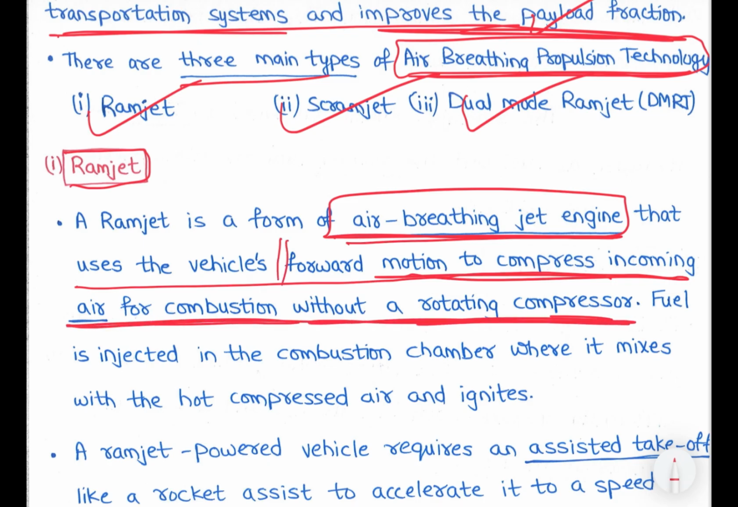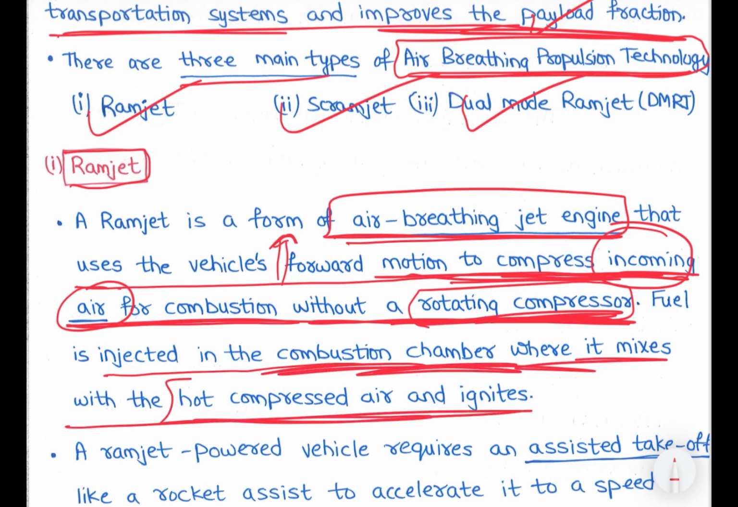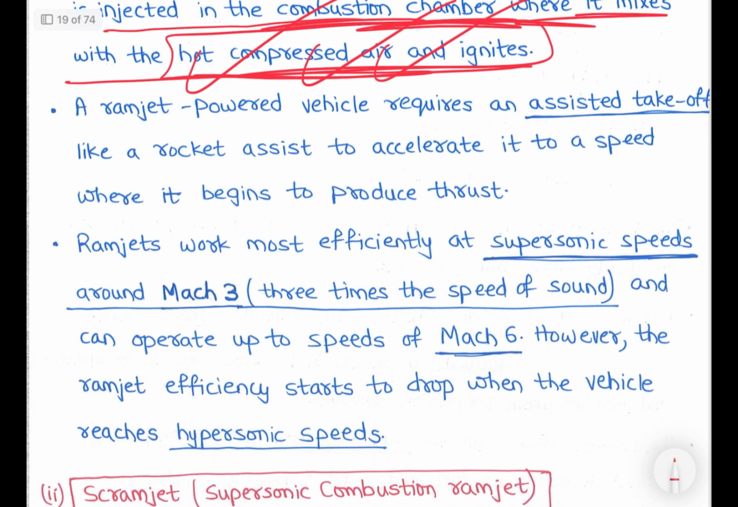vehicle का forward motion है, right, वो यूज करती है टू कंप्रेस इनकमिंग एयर को, कंप्रेस करके कंबशन में यूज करती है, विदाउट रोटेटिंग कंप्रेसर, भी जरूरत नहीं है, राइट. फ्यूल इज इंजेक्टेड इन द कंबशन चैम्बर वेयर इट मिक्सेस विद हॉट कंप्रेस्ड एयर एंड इग्नाइट्स, राइट, हॉट कंप्रेस्ड एयर से मिलके इग्नाइट करेगी. ए रामजेट पावर्ड व्हीकल रिक्वायर्स एन असिस्टेड टेक ऑफ, राइट.